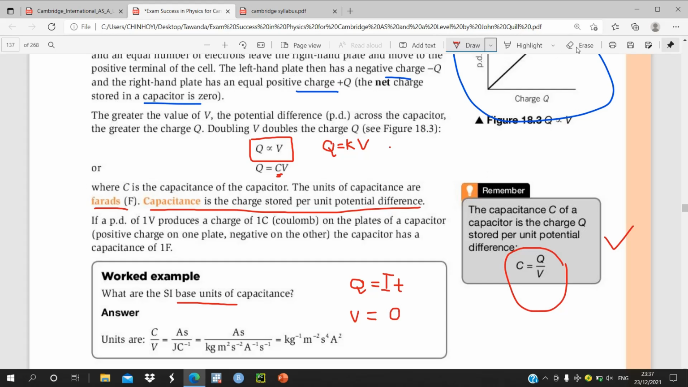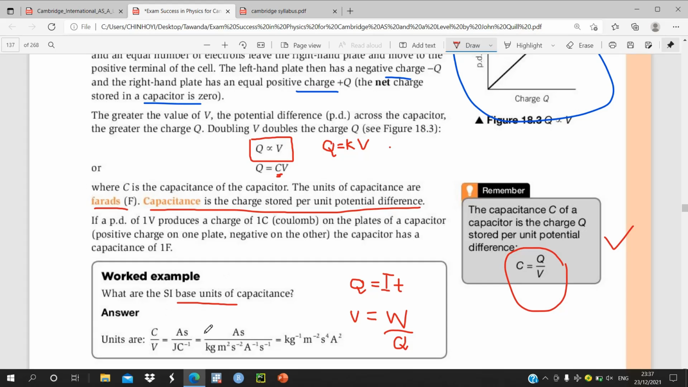So remember, voltage is work done by charge, meaning to say the unit for voltage will be joules per coulomb. Please don't confuse yourself with this C and this C. This C here is for capacitance and this C here is for coulombs.